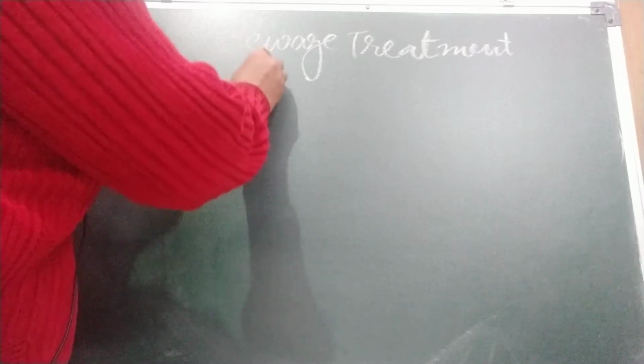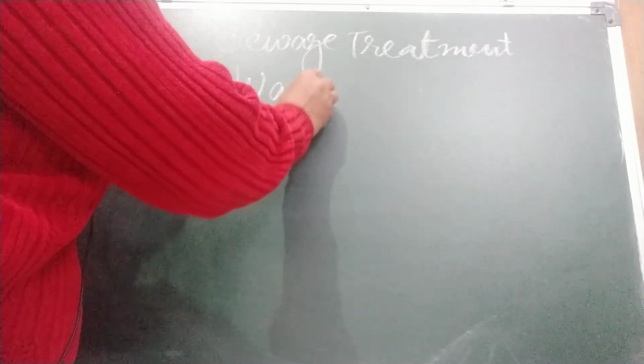Now children, what is the sewage system? The sewage system consists of a network of underground pipes that transfer the sewage from the point it is produced to the point where it is treated before being disposed of. Now we are going to discuss sewage treatment. Sewage treatment takes place in a sewage treatment plant, and we call this what? Wastewater treatment plant, WWTP.